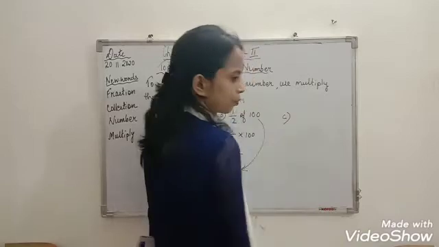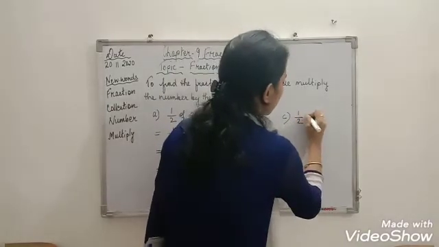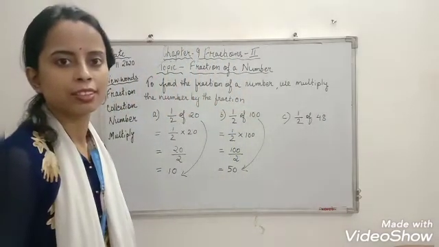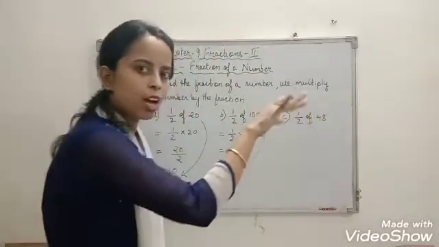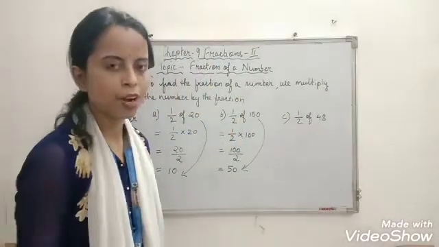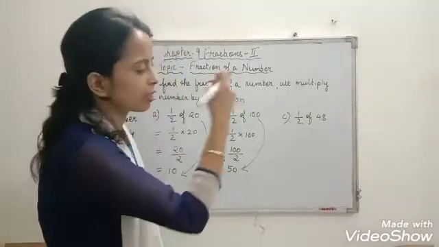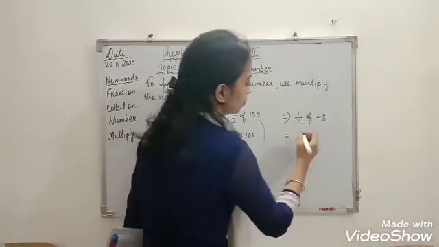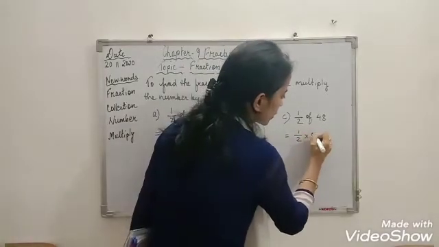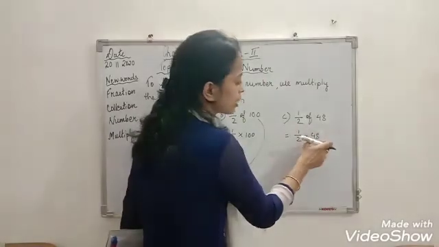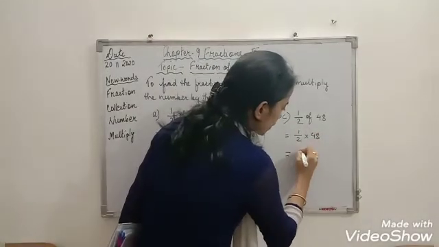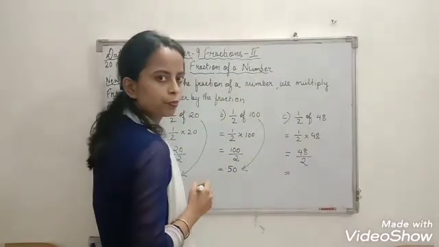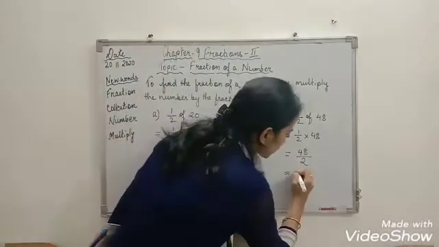Next. C. Half of 48. Take it as hours. 48 hours means 2 days. Alright. 48 hours, 2 days. You take it as 48 hours. Half of 48. How are you going to find out? 1 by 2 into 48. Now we are going to multiply the numerator and the number. 48 into 1, 48 by the denominator. It's 2. Now divide it. 48 by 2. How much does it come? 24.